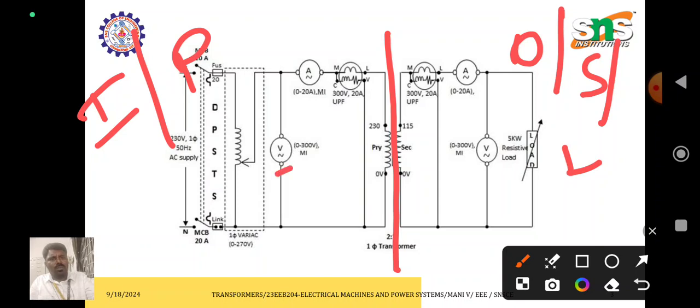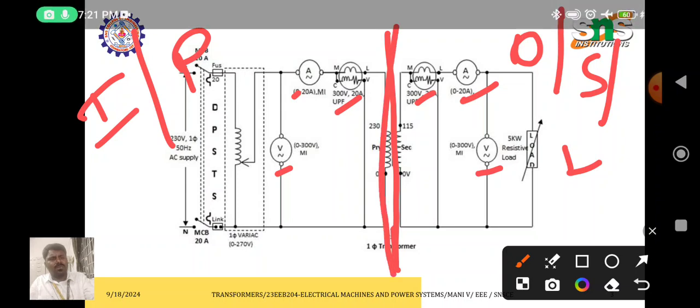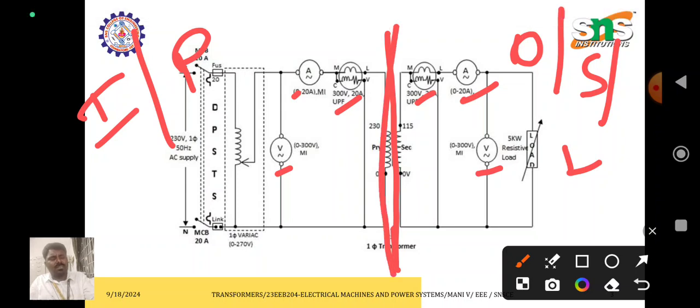This voltmeter, ammeter and wattmeter are used to measure the voltage, current and power. This voltmeter is used to measure the secondary voltage, this ammeter the secondary current, and this wattmeter the secondary power. And this is nothing but a single phase transformer, connected with the primary and connected with the secondary.